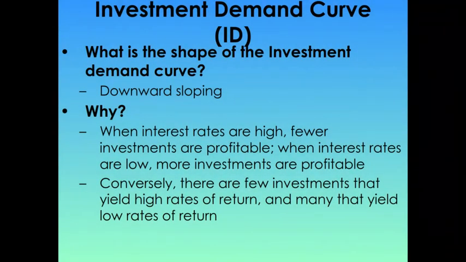So with this, we get the investment demand curve. This is going to be similar to other demand curves. It's going to be a downward sloping curve. Why is it downward sloping? When interest rates are high, fewer investments are going to be profitable. When interest rates are low, more investments are going to actually make money because you're looking at how much this investment is going to cost them versus how much they're going to get in return.